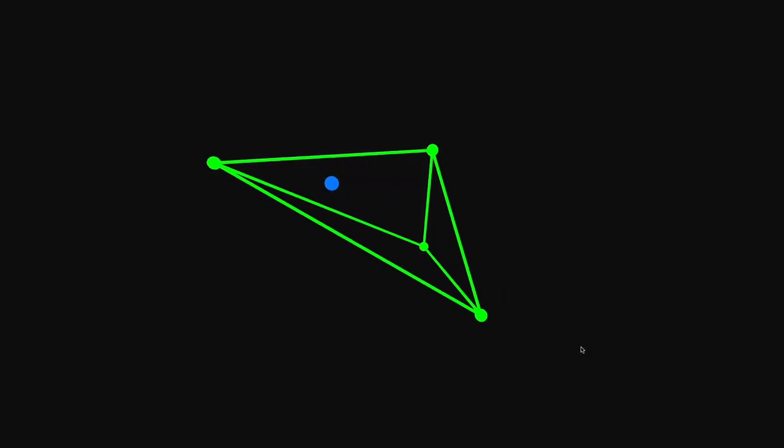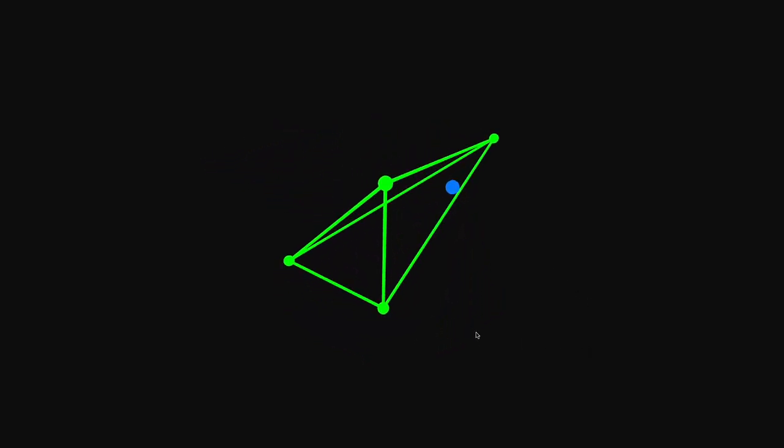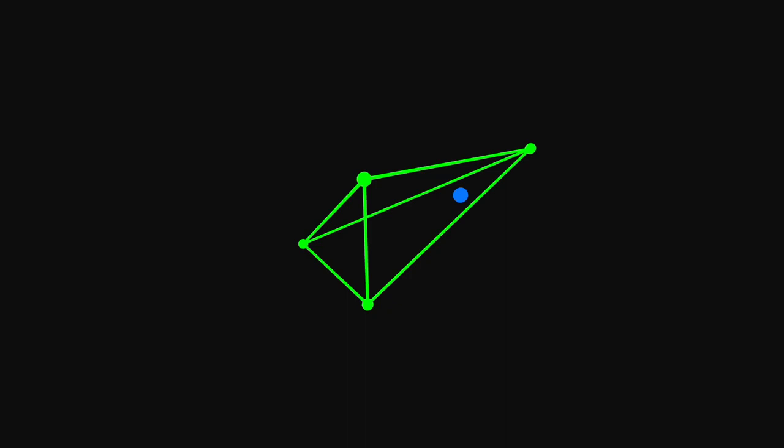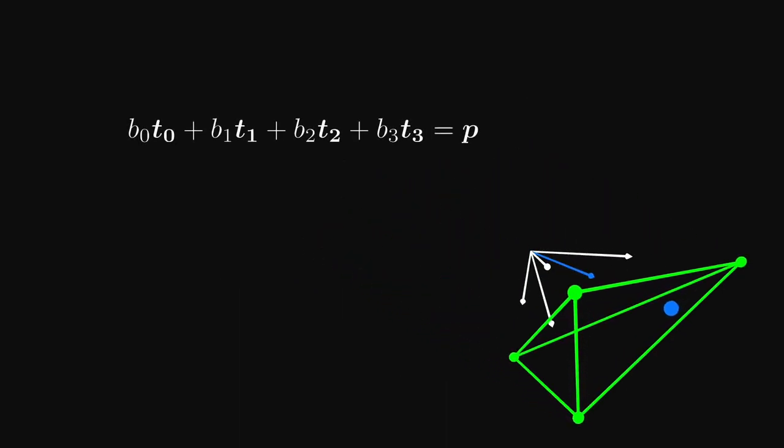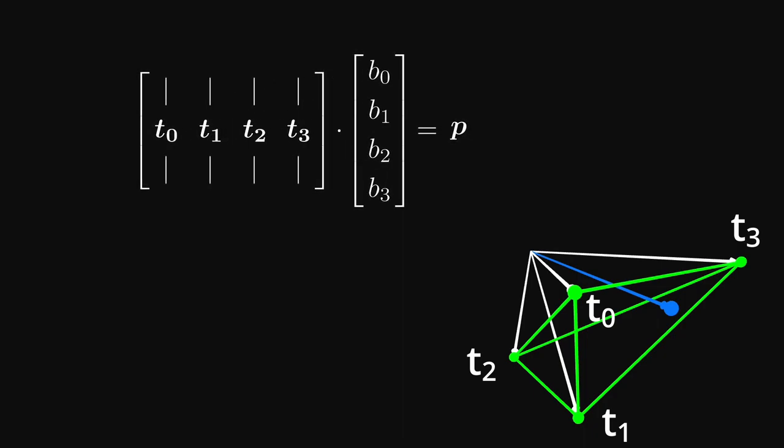A while ago, I was a bit scared of barycentric coordinates, but now I want to convince you that it's actually relatively simple. For our point P, its barycentric coordinates B0, B1, B2 and B3 are like weights to the corner positions of the tetrahedron. When these weights are multiplied with their respective corner positions and then summed, P is obtained. However, this equation alone is not sufficient. Rewriting it in matrix form, we can see that there are four variables for three equations.